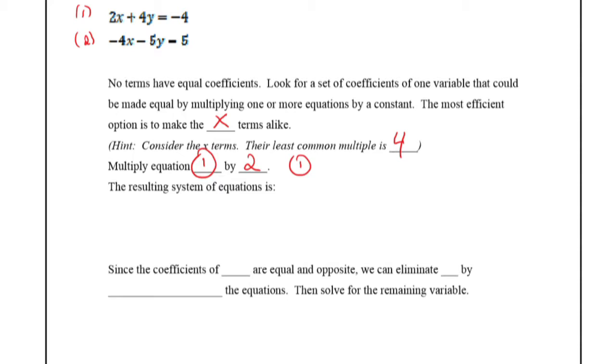All right, so I'm going to write down equation number 1 again. 2x plus 4y is equal to negative 4. And I'm going to take everything in that equation and multiply it by 2. So I get 2 times 2 is 4x, 2 times 4 is 8y, and 2 times negative 4 is negative 8. So basically I just doubled the equation.